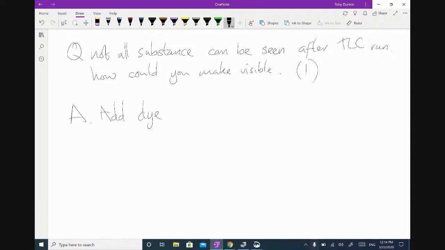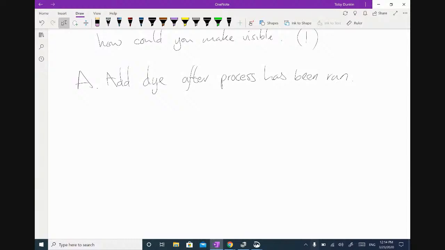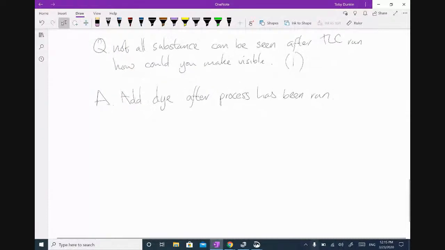Add dye after the process has been run. You can't add a dye first. The reason why you can't add it first, folks, is because if you add it first, the dye binds to your substance, which means it's going to change the affinity for the stationary and the mobile phase. So you have to add the dye after the process is finished.